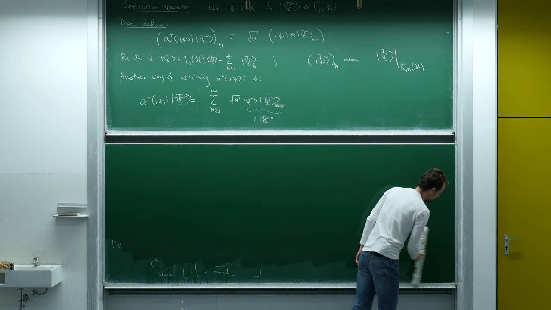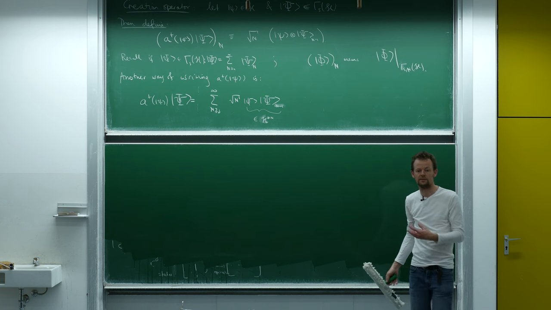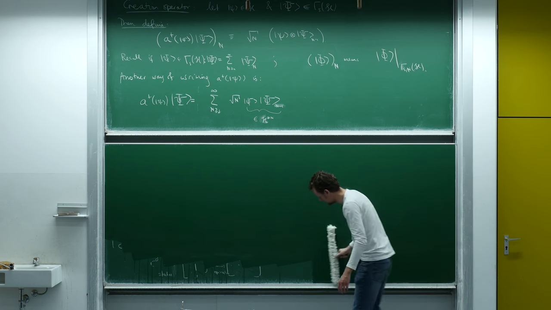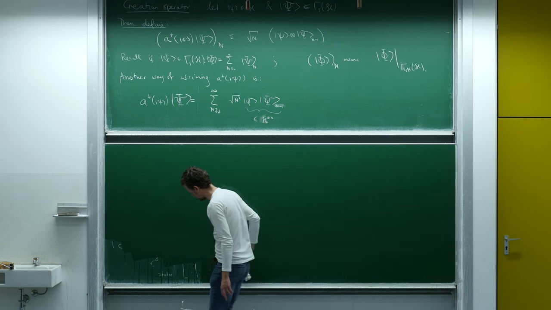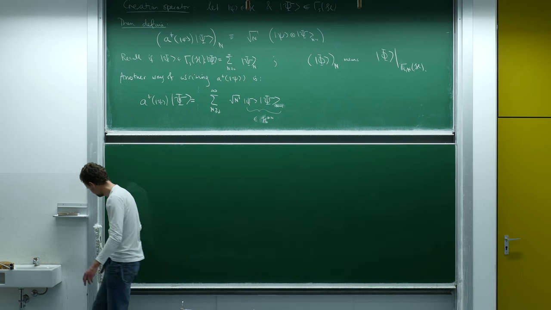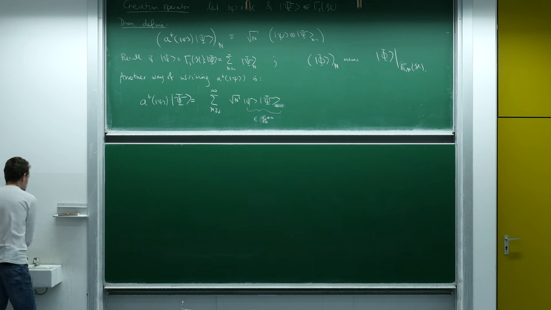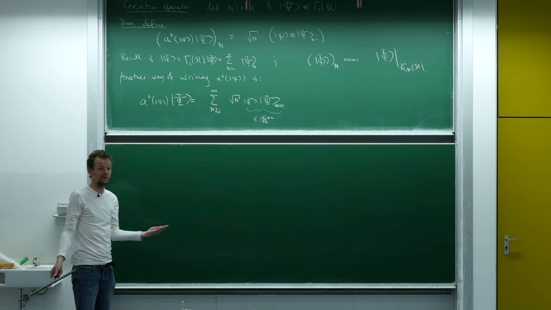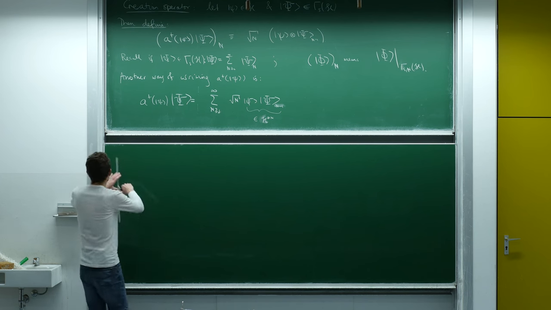So this definition sort of fails, right? It's not a good definition for a creation operator because it takes things in the symmetric subspace out of the symmetric subspace, which is bad. And all we're going to do is correct for that failure by projecting back into the symmetric subspace. We're really doing the simplest possible thing.